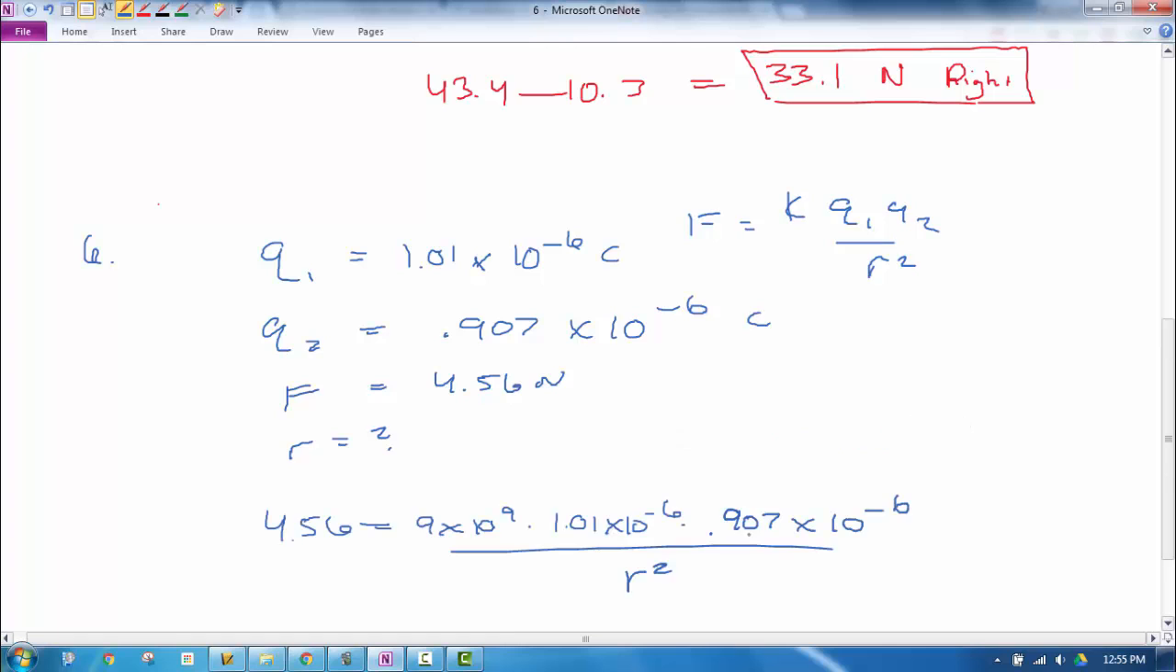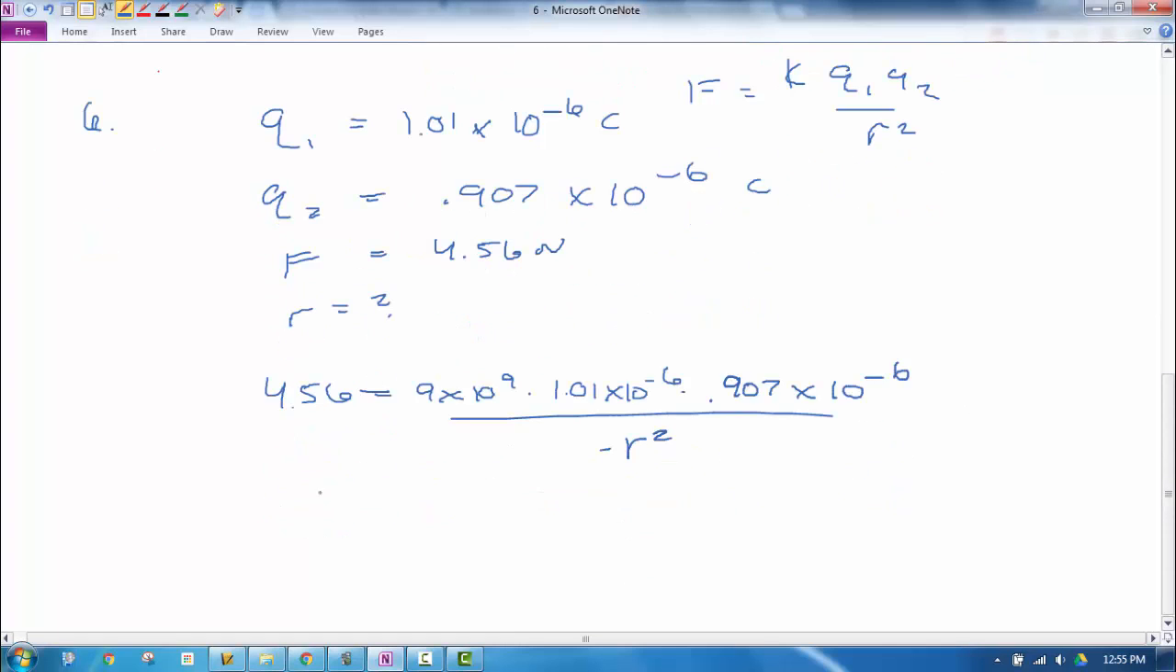Once you plug everything in, we can just solve for r. To solve for r, you multiply both sides by r squared, then divide, and take the square root. I think you guys can handle that. And then you get 0.0425 meters. Okay, the next problem is number 7.